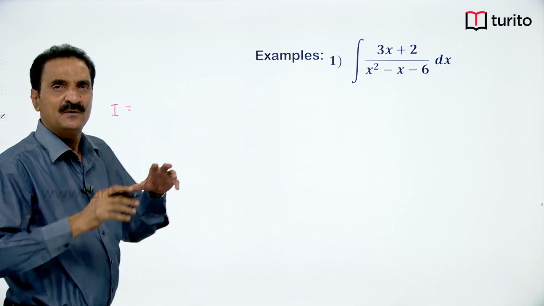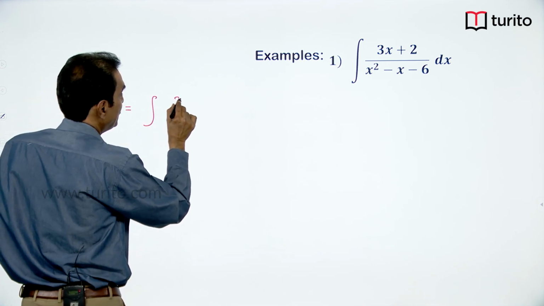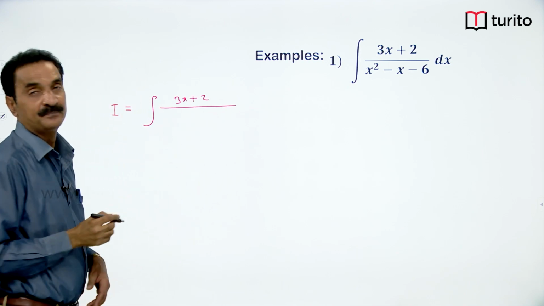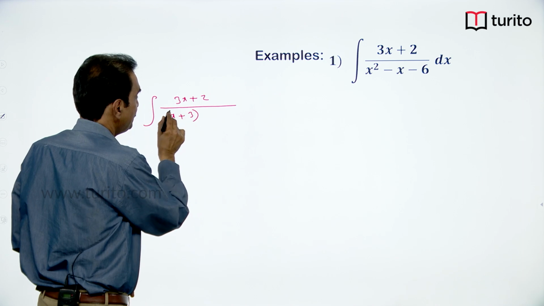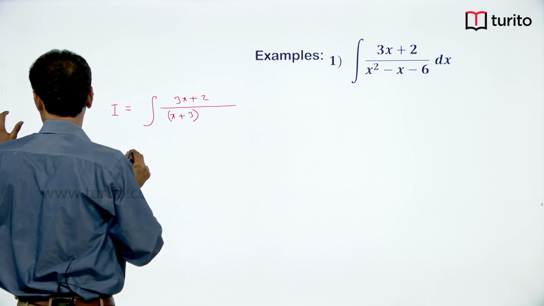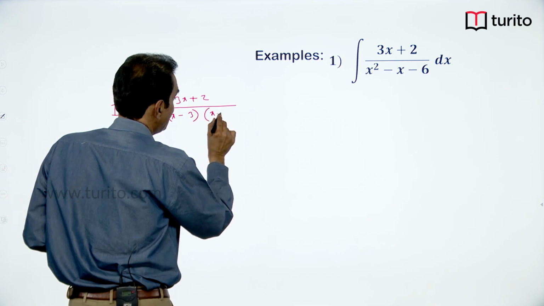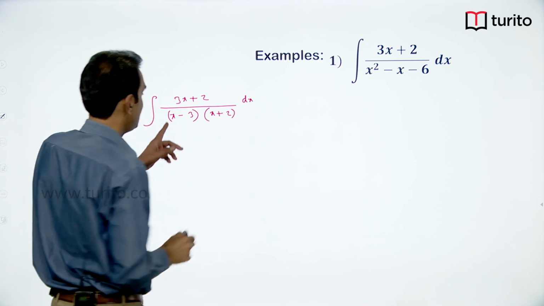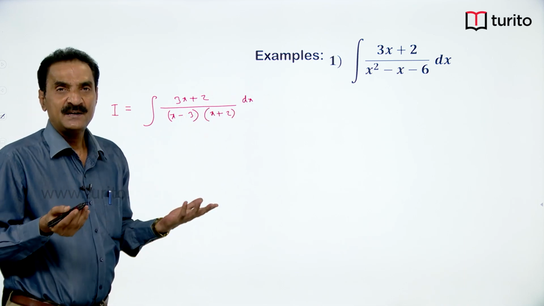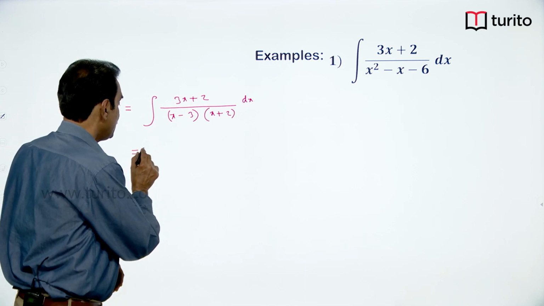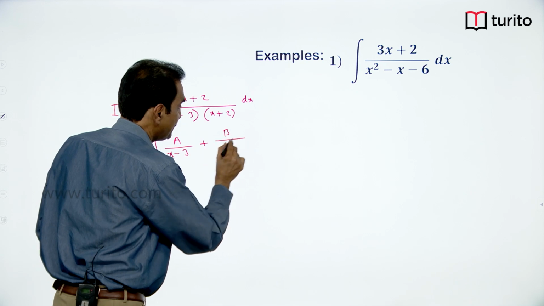I is equal to, usually we denote the asked integral by I, I is equal to integral 3x plus 2 by, how can you factorize the denominator? It is x minus 3 into x plus 2. Check: x square minus 3x plus 2x minus 6. Now we can easily solve it by partial fractions method. You will take it as A by x minus 3 plus B by x plus 2.